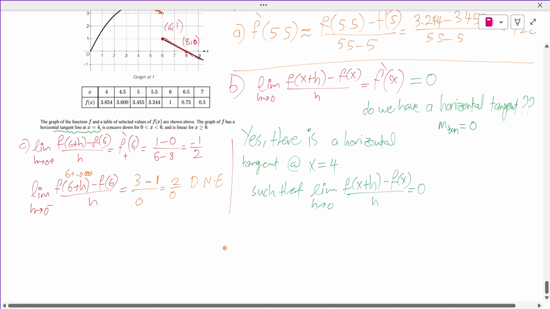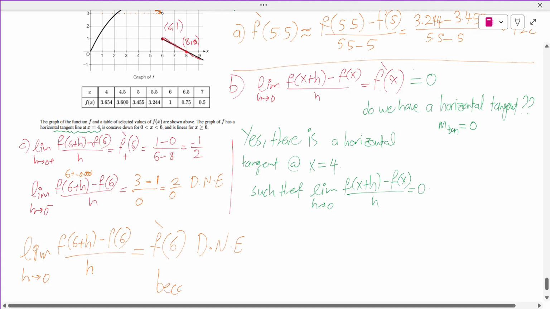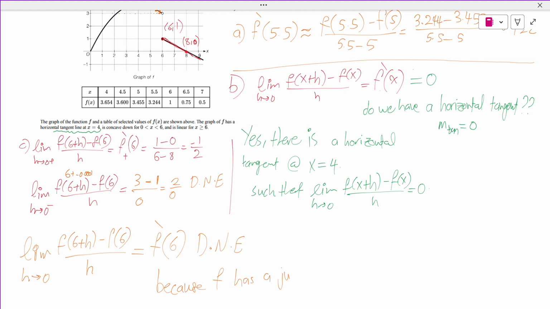And the last one, which is the limit as h approaches 0 of f of 6 plus h minus f of 6 all over h, it's equal to f prime of 6, which does not exist because f has what type of discontinuity at 6? A jump discontinuity at x equals 6.